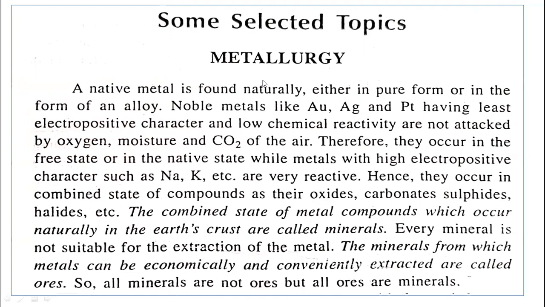The combined state of metal compounds which occur naturally in the earth's crust are called minerals. But what are minerals? The combined state of metal compounds which occur naturally in the earth's crust are called minerals.